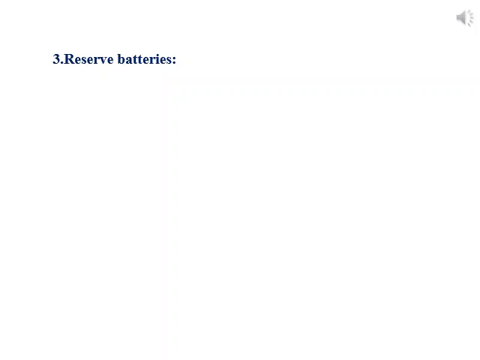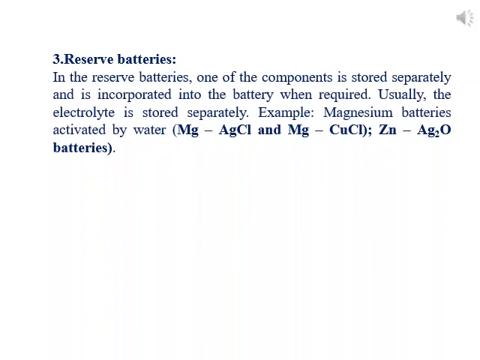Reserve batteries. In case of reserve batteries, out of the four components that are required to form a battery, one of the components is stored separately and is incorporated into the battery when required. Usually, the electrolyte is stored separately. For example, magnesium batteries are activated by water. Examples of reserve batteries are magnesium silver chloride, magnesium cuprous chloride, and zinc silver oxide batteries.